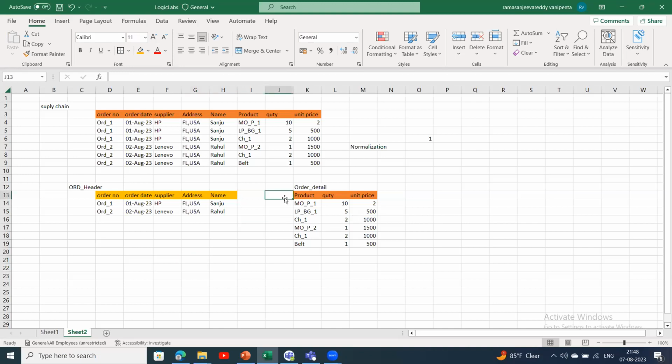Here, I'll create one more column in the order detail table called order number. I'll say the first three belong to order one. I need to maintain the relation, right? The next three belong to order two. You're getting it right, everyone?